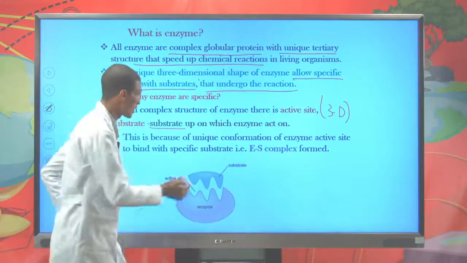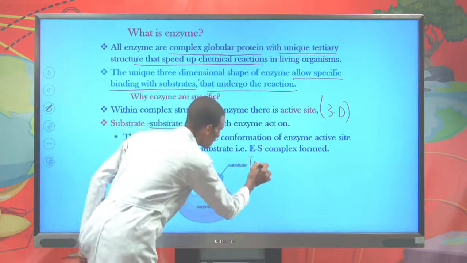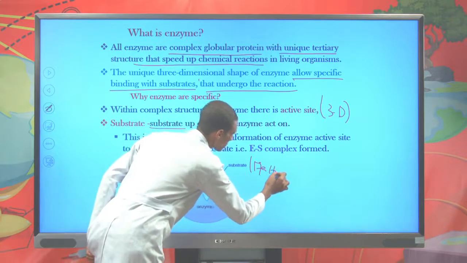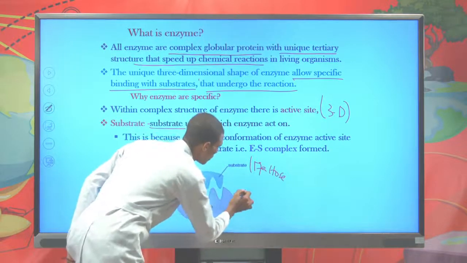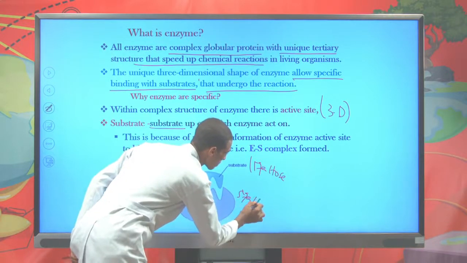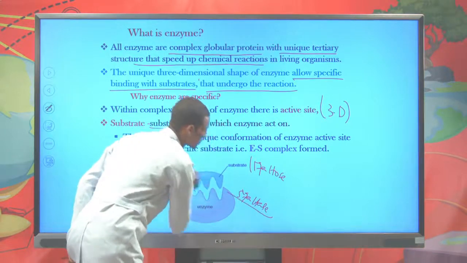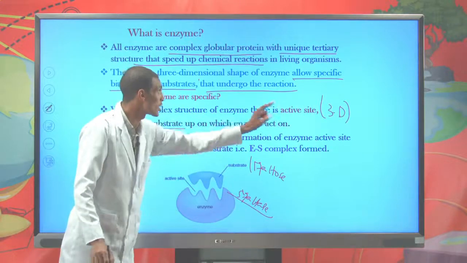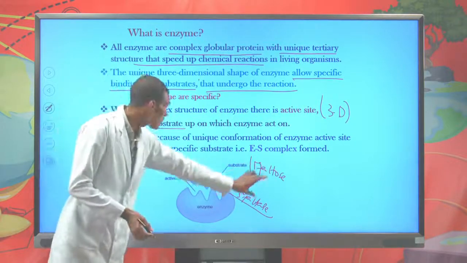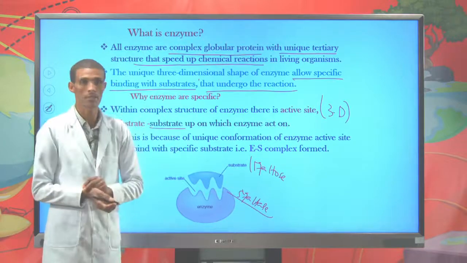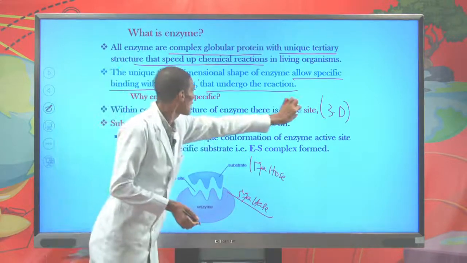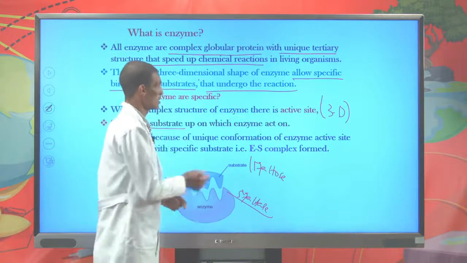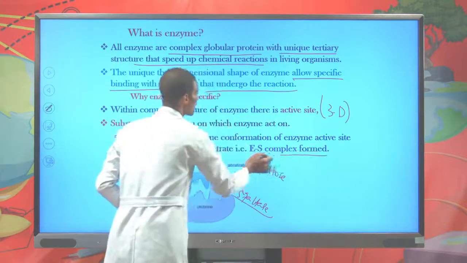For example, here, let's say there is maltose. Only the enzyme maltase can act here. Enzymes are specific because of their shape. No enzyme can catalyze two or more chemical reactions, because they bind specifically together, and an enzyme-substrate complex is formed here.